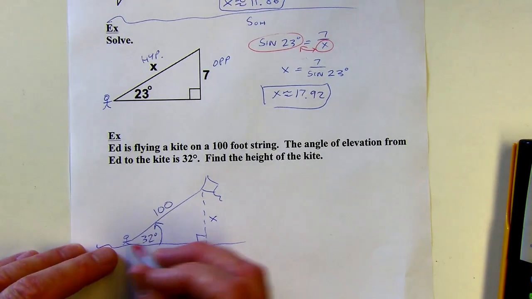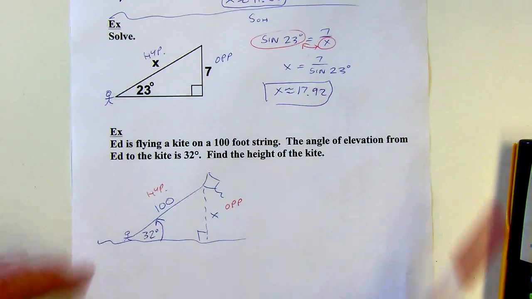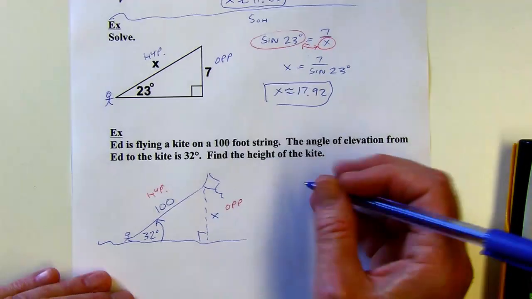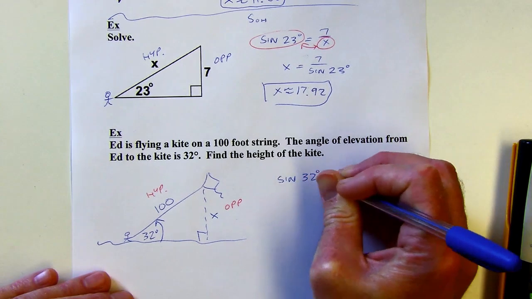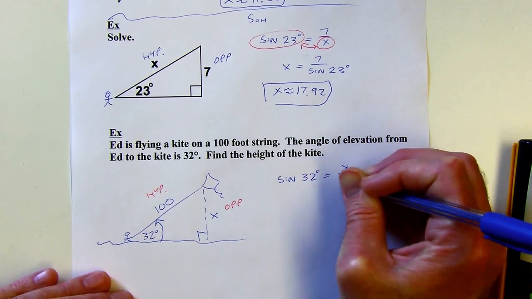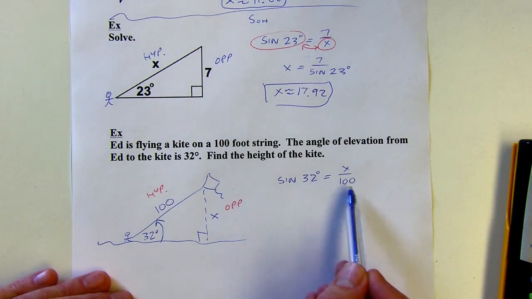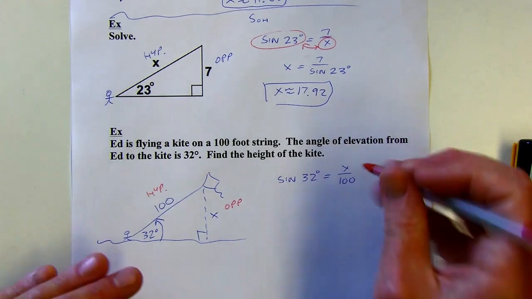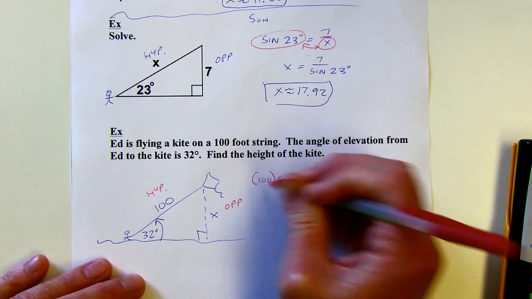So from the 32 degrees, we're dealing with opposite and hypotenuse. So this is going to be sine again, just like the previous example. So the sine of 32 degrees is going to equal x over 100, opposite over hypotenuse. Incredible switch doesn't do me any good here, because you can only switch with the denominator. But all I need to do to isolate the x is multiply both sides by 100.